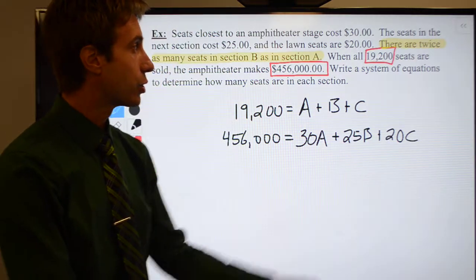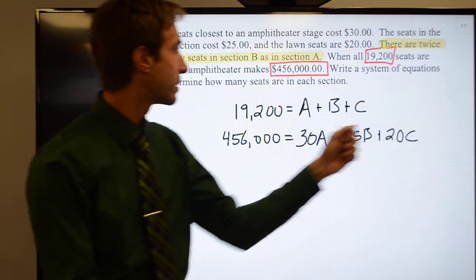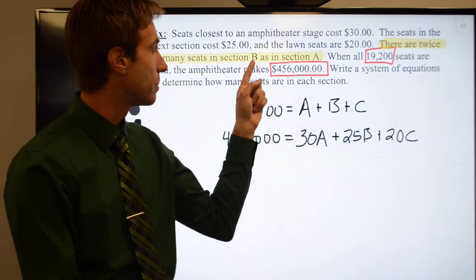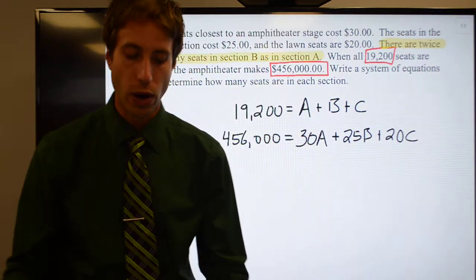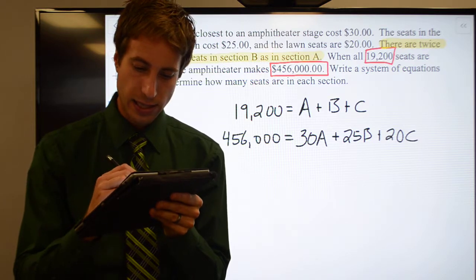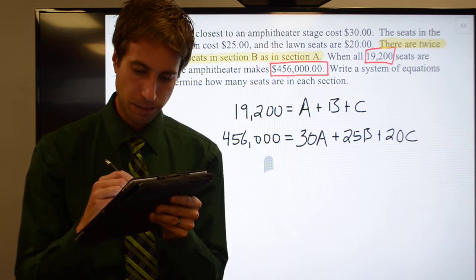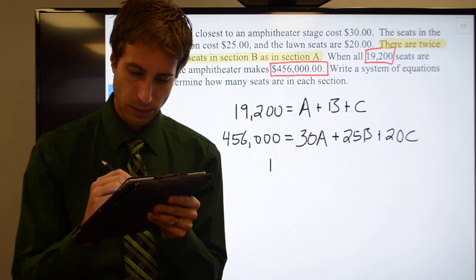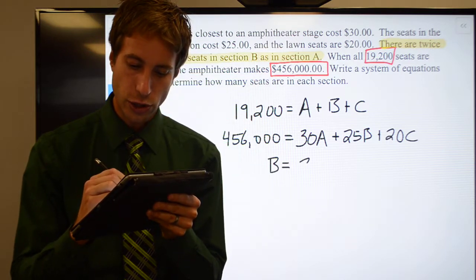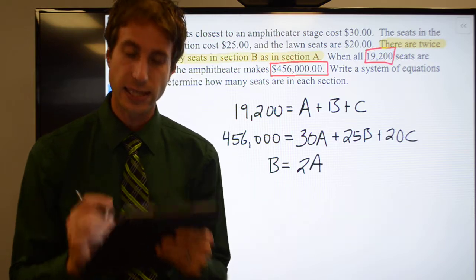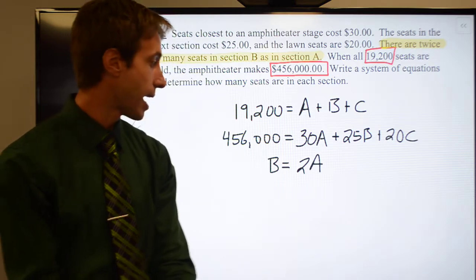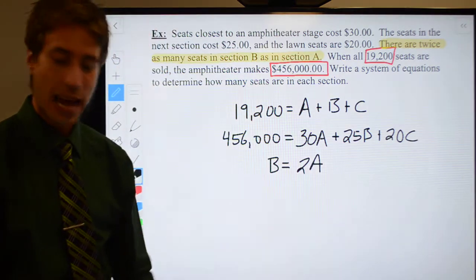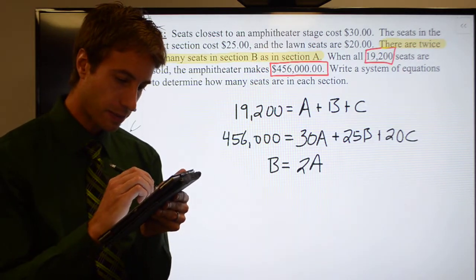So when I ask you to write this equation, there are twice as many seats in section B as in section A. What is the equation? Well, the seats in section B are equal to 2 times the seats in section A. Fantastic. Now we got ourselves 3 equations.